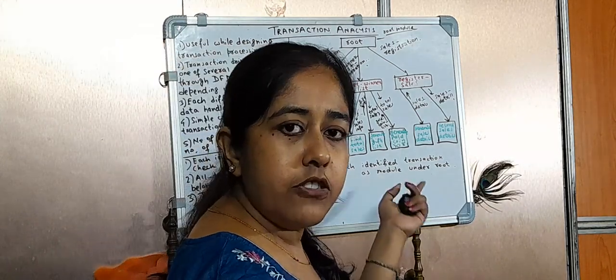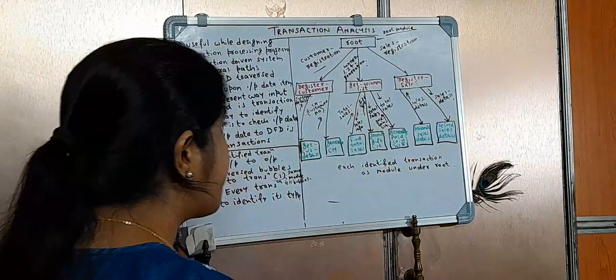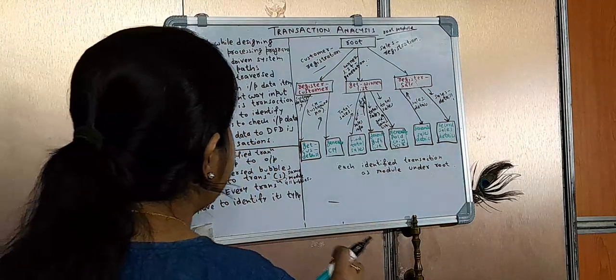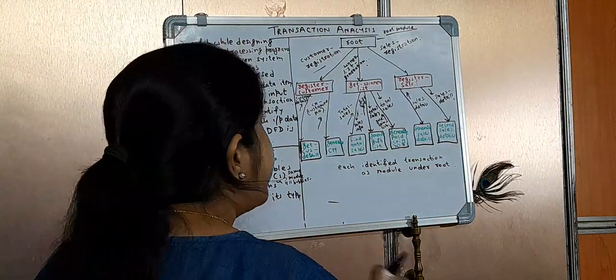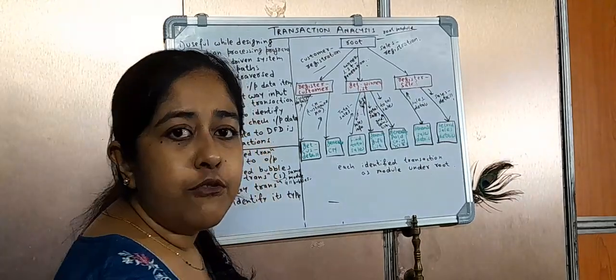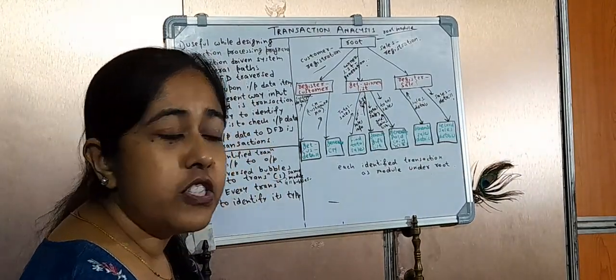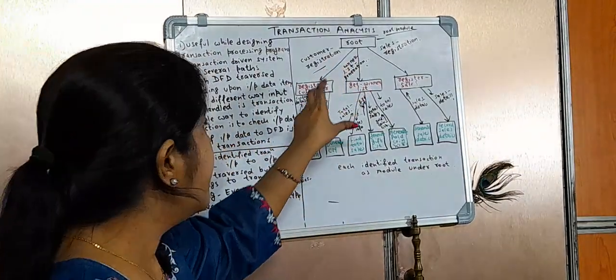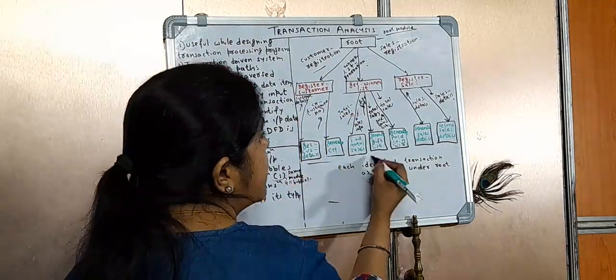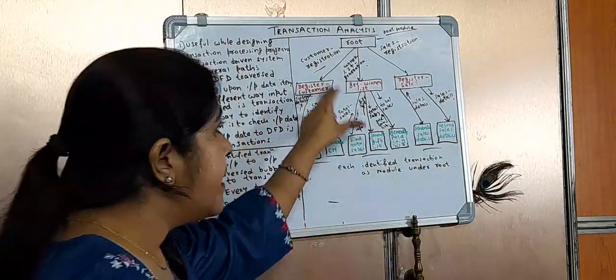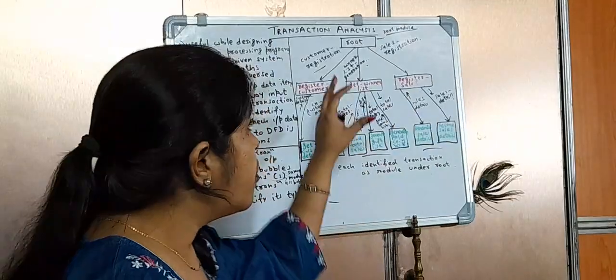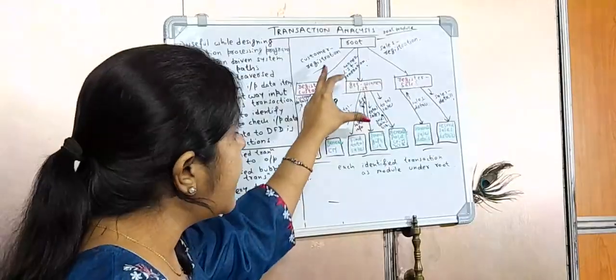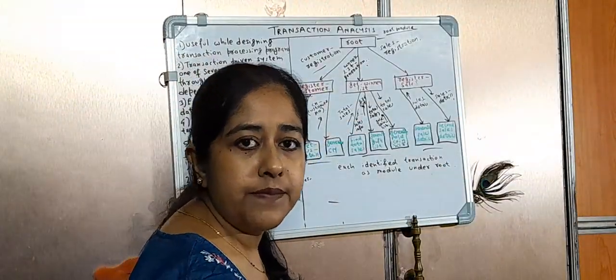Same thing, there is also a root module, here also a root module. But after that, for each identified transaction, check the input to output. You have to check from your DFD, for every particular transaction. This is my transaction, this is my transaction, and this is my transaction. These are my transactions. So you have to see the particular input and output, what is going on.